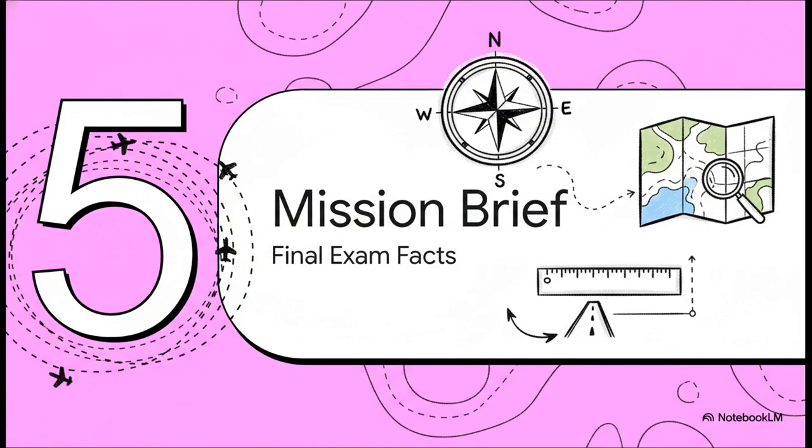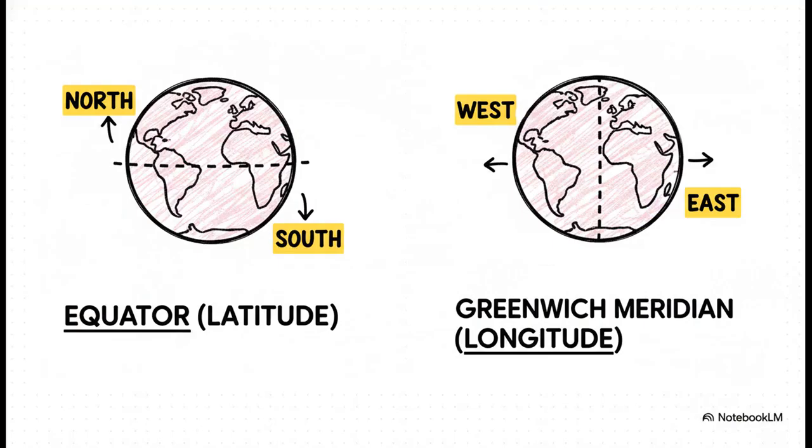Fantastic. You can now measure distance. But to complete your training, you also have to know how to describe a location. So this is your final mission intelligence brief. These are the critical facts you need to know for any exam. So listen up. Let's lock in 2 of the most important lines on any map of the world. First is the equator. It runs flat around the middle of the Earth, splitting it into the northern and southern hemispheres. It's a line of latitude.